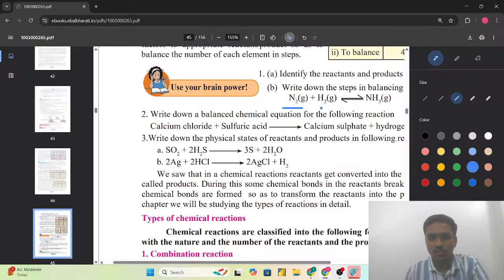Here nitrogen, hydrogen and ammonia, this is the simple reaction when N2, that is in the gaseous state, combines with the hydrogen that is in the gaseous state, leads to the formation of the ammonia gas that is NH3.